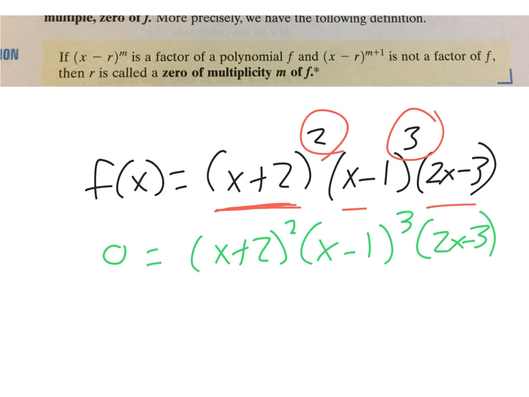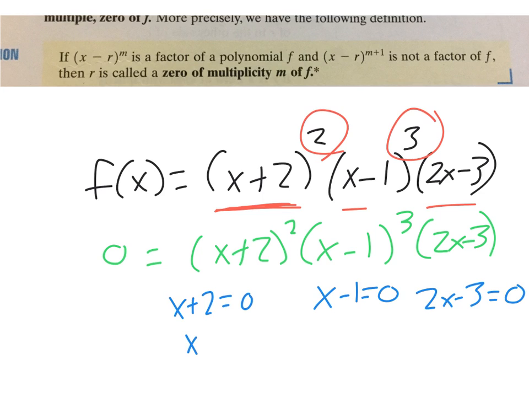These three things are multiplied together to give me 0. So that means either the first set of parentheses has to equal 0, the middle one is 0, or the last one is 0. So my x-intercepts are at -2, 1, and at 3/2.